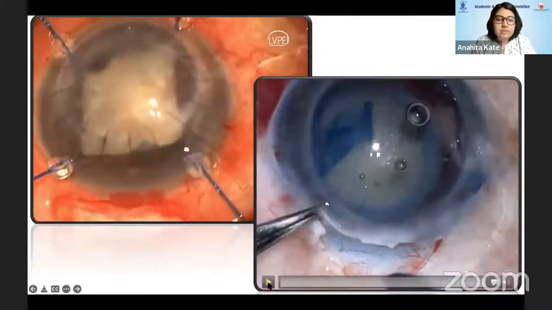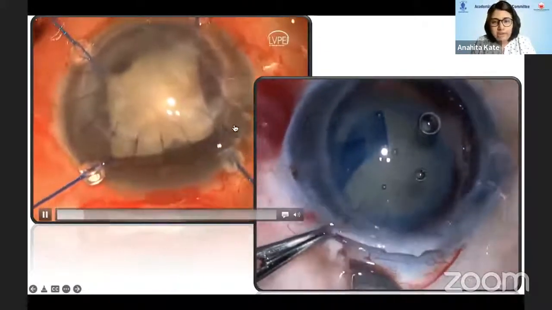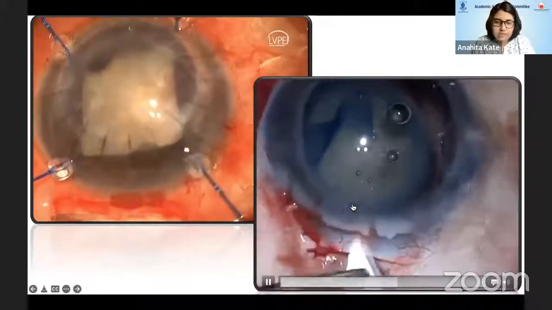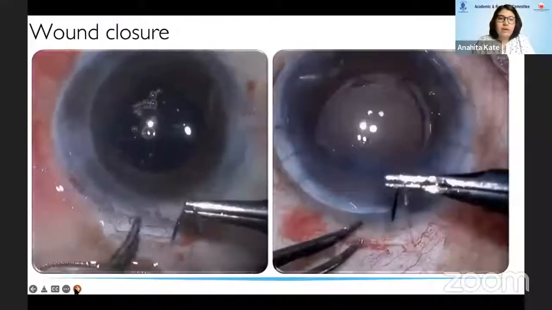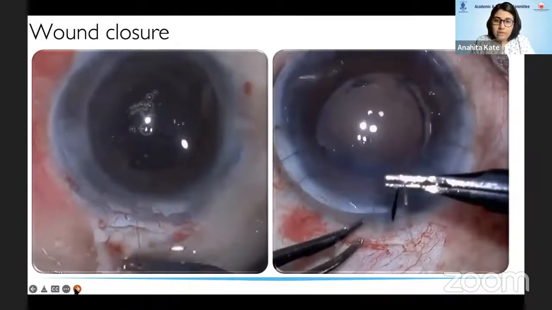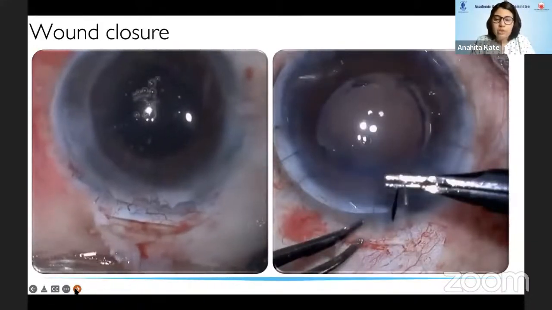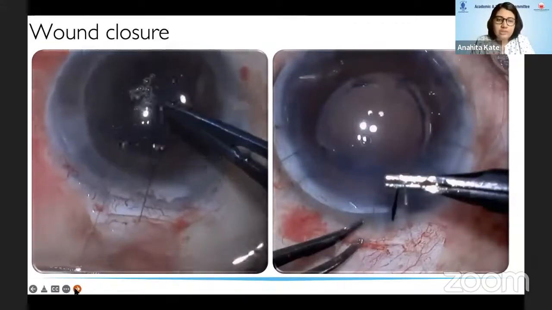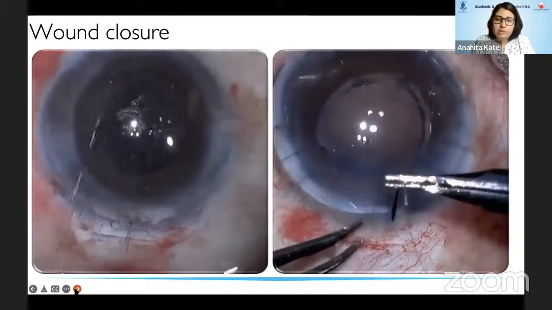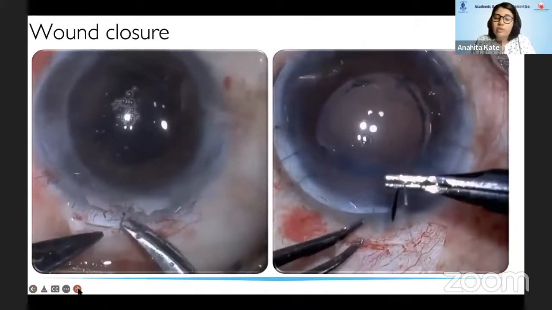Scleral tunnels can be considered in eyes which have very hard cataracts, or where the periphery of the graft is very close to the limbus, as in this case. Merely hydrating the wounds in such eyes is not sufficient to achieve closure because of the distorted architecture that is present. So suturing of the wounds, whether it is the main incision or the side port, is very important to achieve a watertight globe.